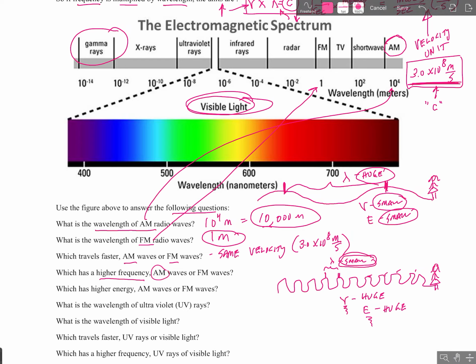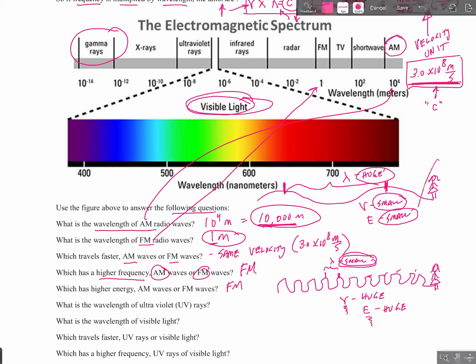So let's go back to our AM and FM radio waves. Which has the higher frequency? Let's see, AM waves have a wavelength of 10,000 meters. FM are only a meter. So won't the FM waves be hitting her more frequently? Yeah, so FM has the higher frequency. Which waves have the higher energy? That's right again, FM.